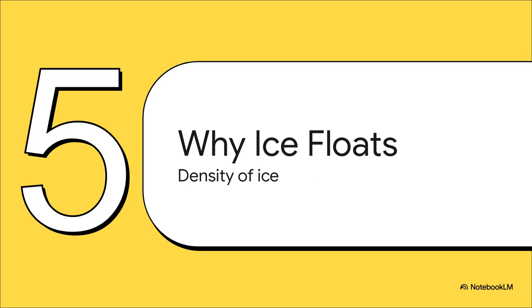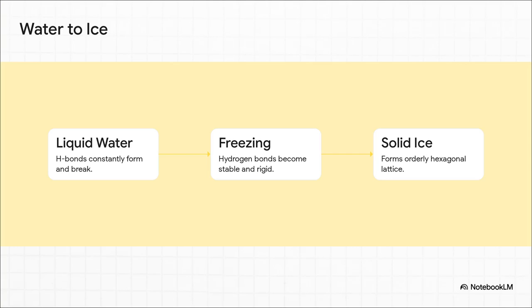And finally, Section 5, Why Ice Floats. Let's solve that mystery from the very beginning. Let's track exactly what happens as water gets cold. In liquid water, hydrogen bonds are constantly forming and breaking. It's this dynamic, chaotic dance that actually allows the molecules to pack relatively close together, giving liquid water a higher density. But as the temperature drops toward freezing, that dynamic dance grinds to a halt. The cold forces those hydrogen bonds into a highly stable, rigid state, eventually snapping the water molecules into a fixed, orderly, crystalline hexagonal lattice.